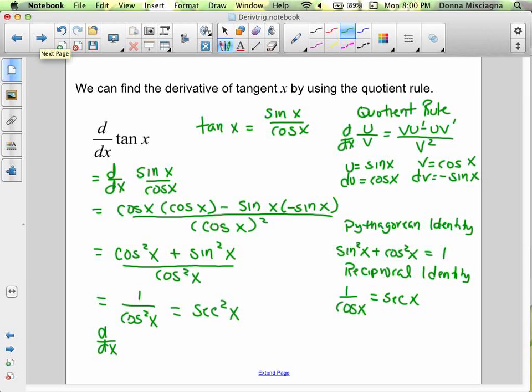and a quotient identity. We replace tangent x with sine x over cosine x. So the derivative of tangent x is secant squared x. So now you've learned one of the other four trig derivatives. Let's learn another one. We've learned tangent, so it makes sense to learn cotangent next.